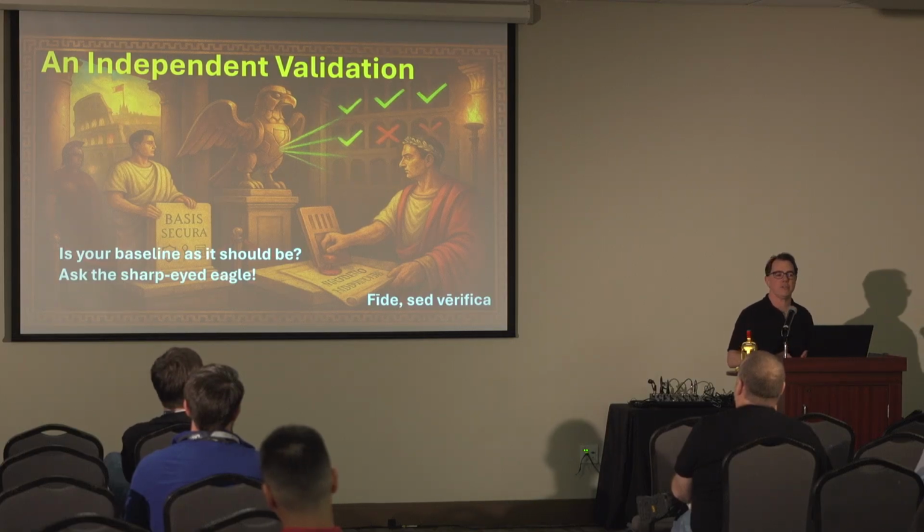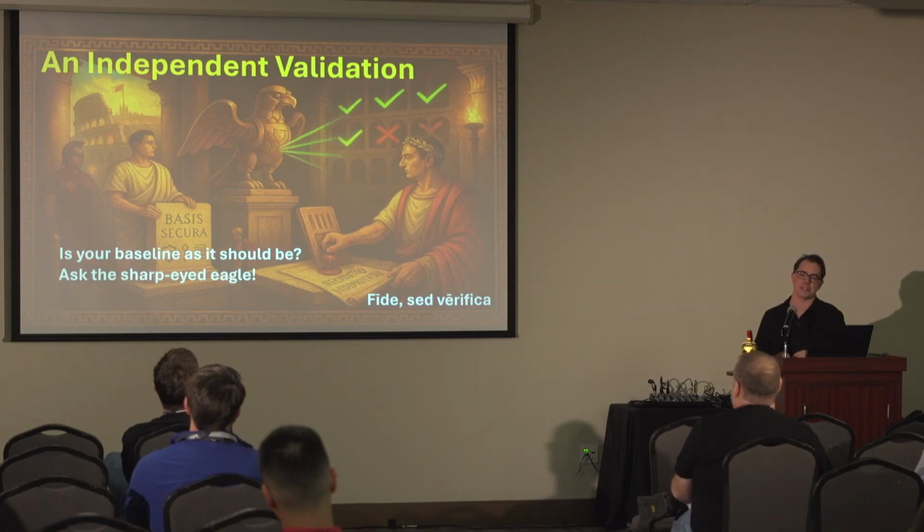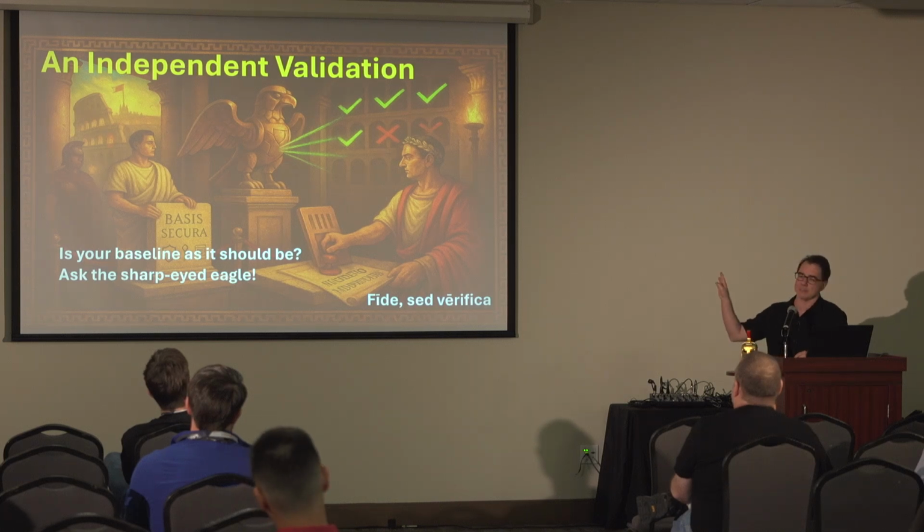Because even if you have automation in place, do you know that the automation actually works? You need to validate that the settings that you're expecting are actually in place. So you can ask the sharp-eyed eagle over here. By the way, I'm not this good at graphical design. This is all ChatGPT prompting.